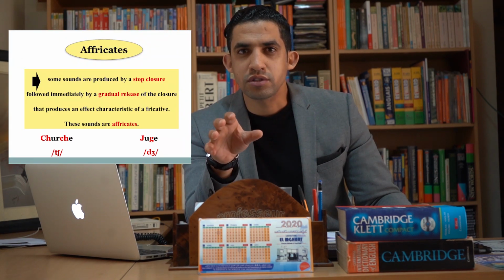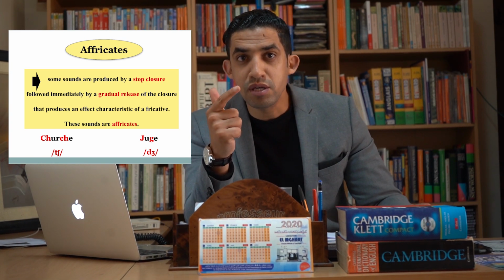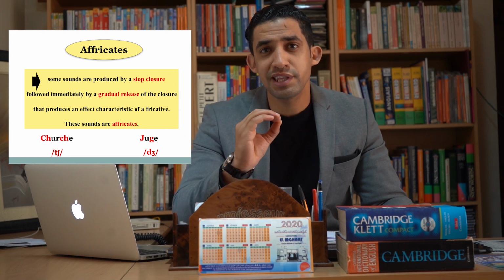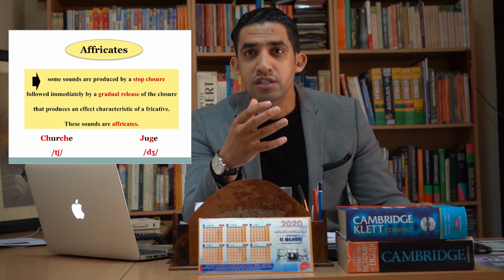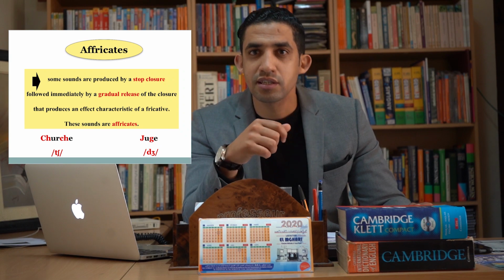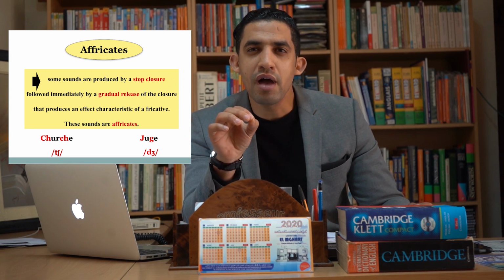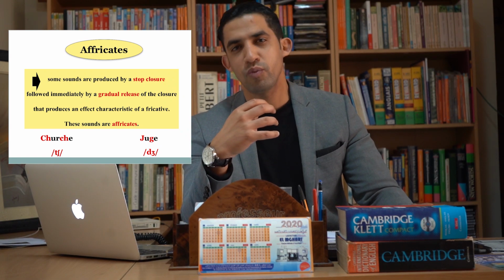Within friction we can also find another category we call affricates. So what are affricates? Affricates are sounds produced by a combination of a stop closure, which is followed immediately by a gradual release of the closure that produces an effect characteristic of a fricative plus a stop sound. So we call them affricates. In English there are two types. We have ch and we have j.